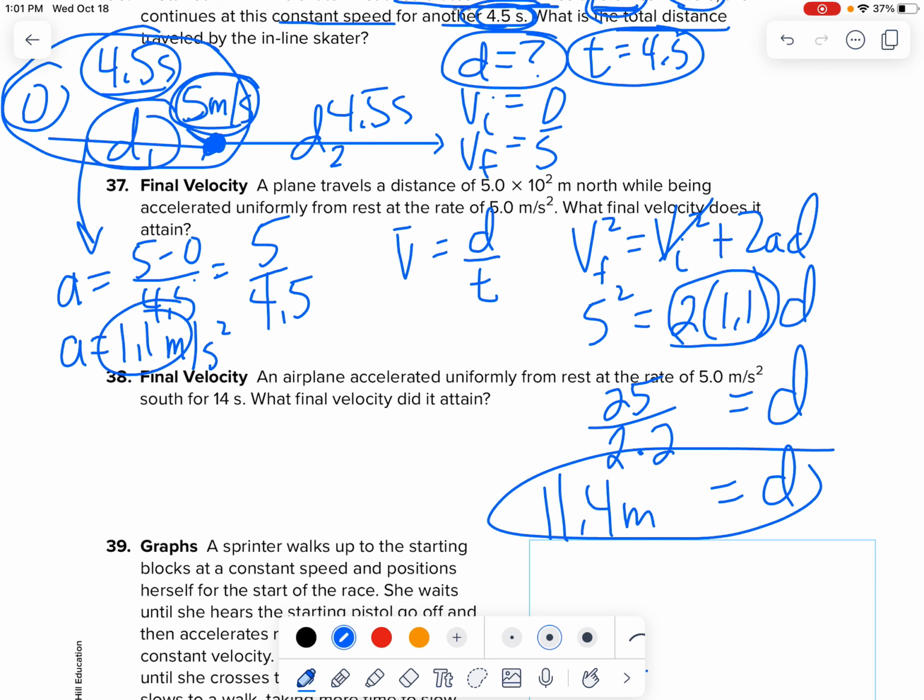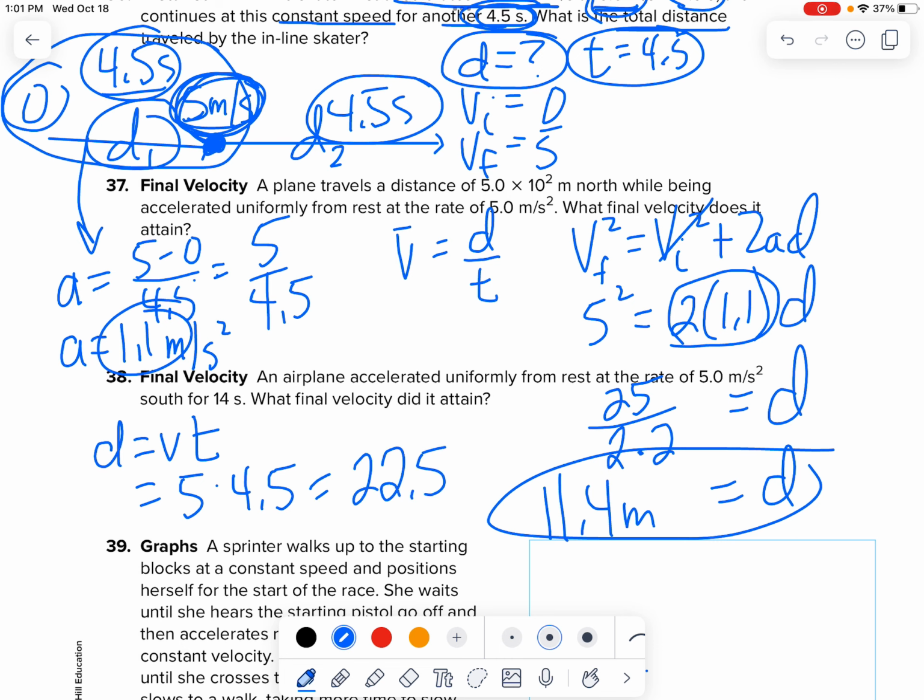The second part's easy because we know he's traveling at 5 meters per second and he's doing that for 4.5 seconds. So we're just going to take distance equals velocity times time. 5 is the velocity times 4.5. 4 times 5 is 20. Half of 5 is 2.5, so 22.5. You're going to add these two together. This is the total distance. 11.4 and 22.5 gives you the total distance. I'll let you do that.